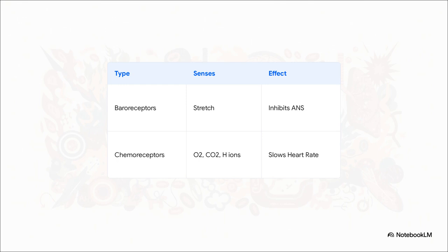Baroreceptors, which are hanging out in your aortic arch and carotid bodies, normally inhibit the autonomic nervous system when they're stretched by normal blood pressure. But when trauma causes a massive drop in blood volume, that stretch literally disappears. The inhibition stops and boom, you get a massive spike in sympathetic output. It's like taking your foot off the brakes. Meanwhile, your chemoreceptors sense chemical changes like oxygen, hydrogen ions, and CO2, and they trigger survival reflexes like slowing the heart rate and causing splanchnic vasoconstriction.